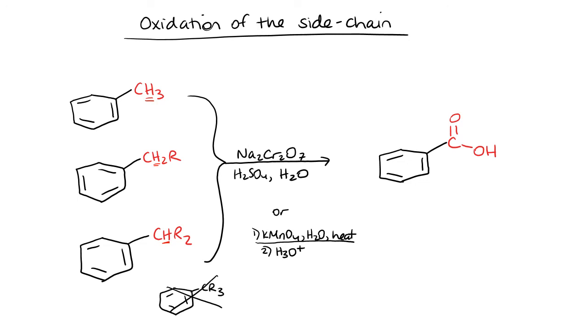Now, the oxidation reagents we're going to use are the same as what we saw with the oxidation of alcohols. So chromic acid, which involves sodium dichromate, sulfuric acid, and water. Or you can use potassium permanganate with water and heat, followed by an H3O+ wash. Now, all of these molecules, no matter what the R groups are, are going to result in the exact same product. So an oxidation of a benzylic side chain results in benzoic acid.